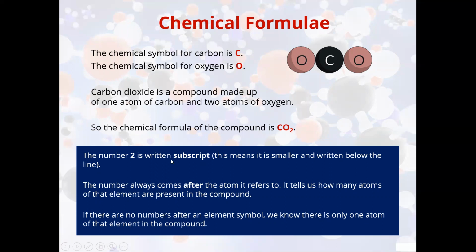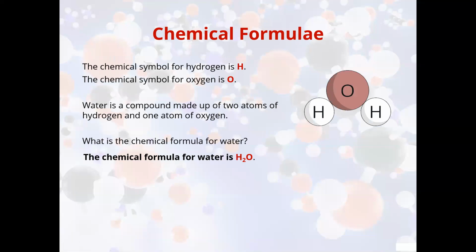Okay, so the 2 is written as a subscript, so this means it's smaller and it's written below the line. The number always comes after the atom it refers to, and that tells us how many atoms of that element are present in the compound. If there are no numbers, then there's only one atom of that element present.